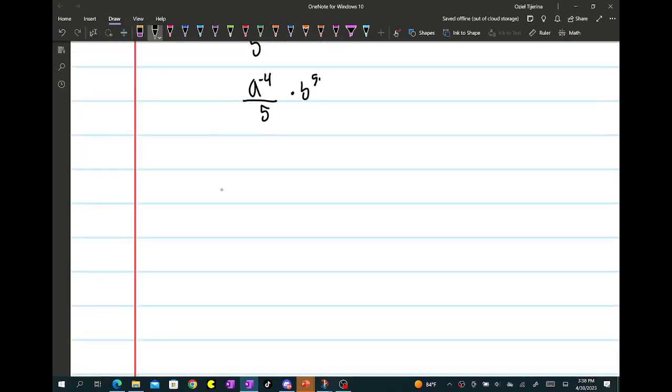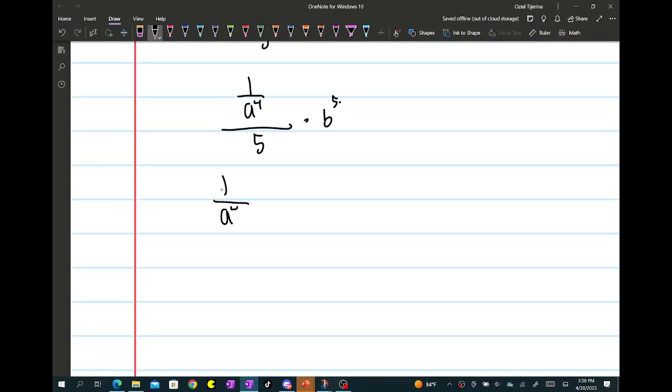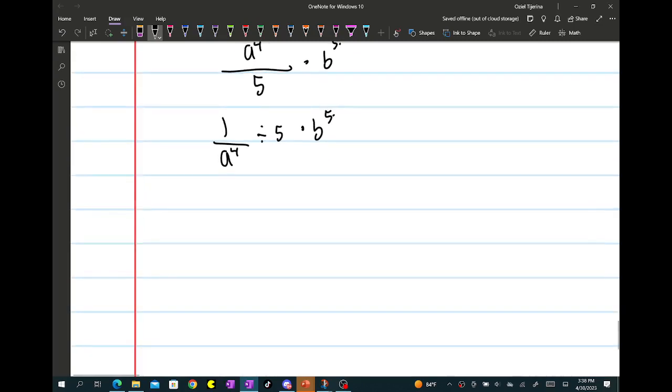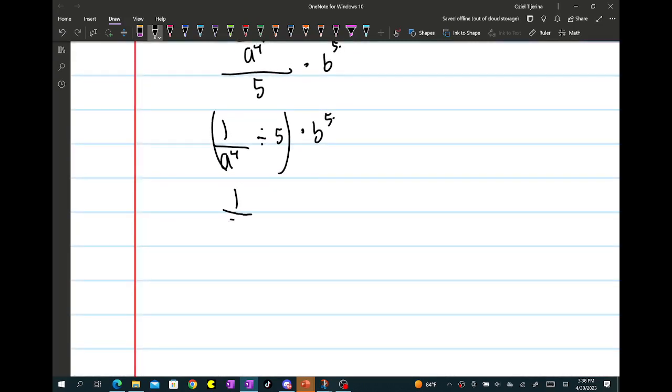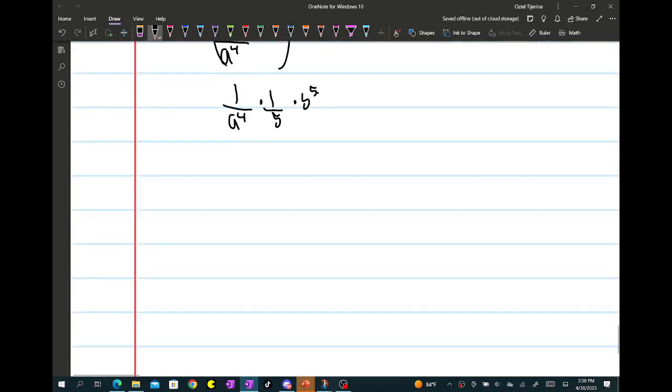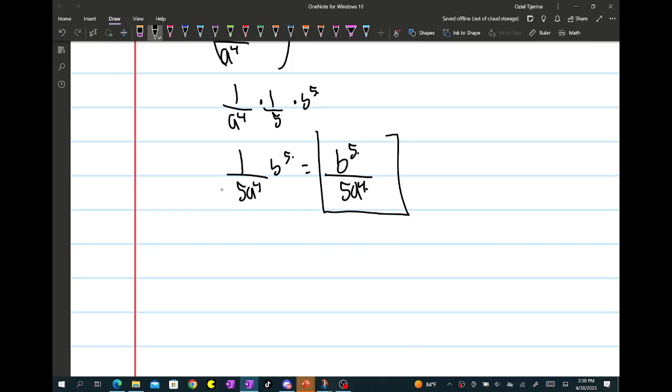Again, this is going to be 1 over a to the 4th divided by 5 times b to the 5th power. This is 1 over a to the 4th times 1 over 5 times b to the 5th power, which is equal to 1 over 5a to the 4th b to the 5th power, which is equal to b to the 5th power over 5a to the 4th power. This is our answer.